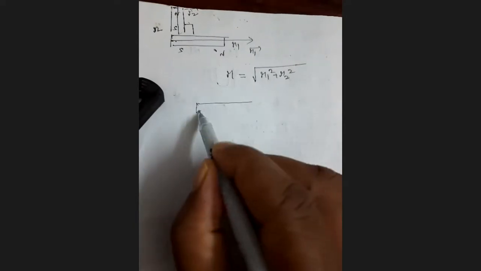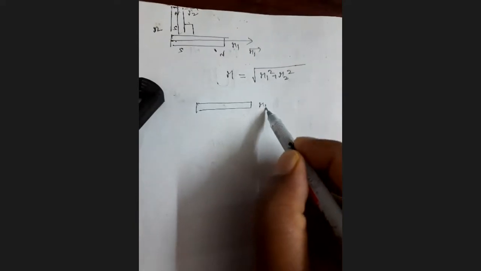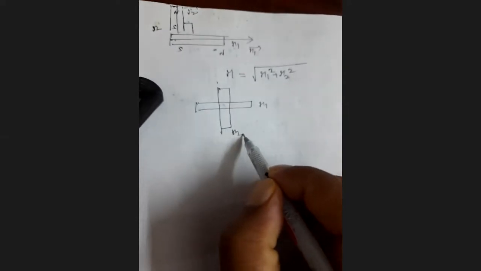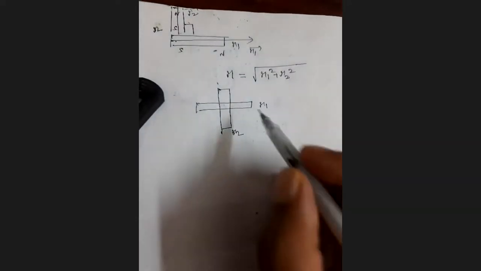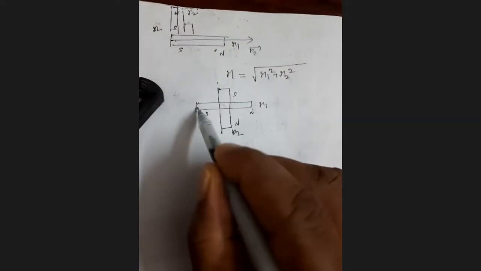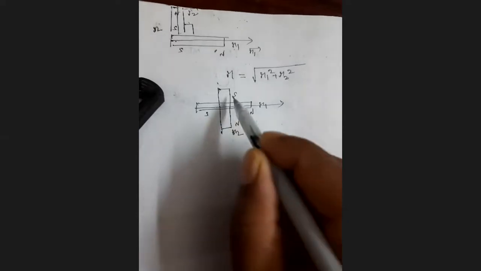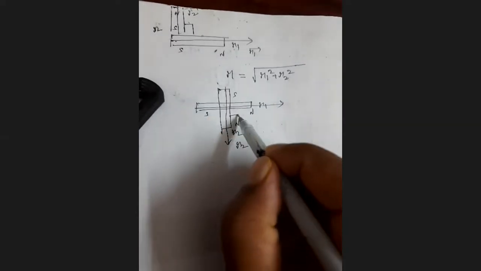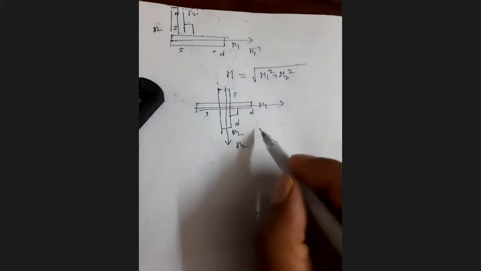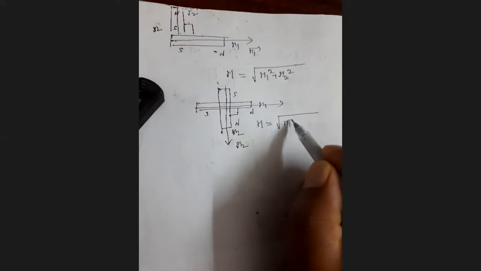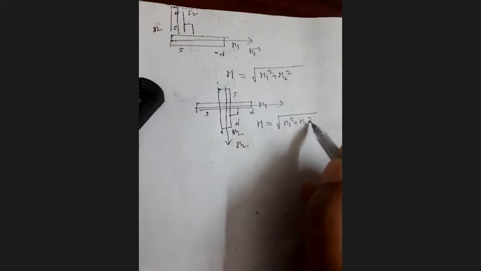You take two bar magnets of moments M1 and M2, which are kept in a plus shape. So it is south to north, say south and north. The direction of M1 like this, the direction of M2 like this. Here also the angle between the two vectors is 90 degrees. Therefore, the resultant magnetic moment is given by the square root of M1 square plus M2 square.